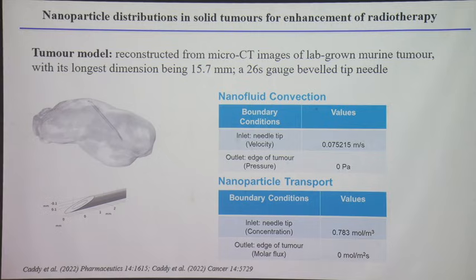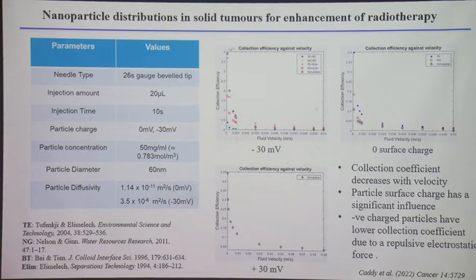Right, so you need to feed in some appropriate boundary conditions for the nanofluid convections and also for the nanoparticle transport. So you start with some parameters and then you run your simulations, and these are some of the results. I'll show you some of the key parameters needed to run the simulations. You need the particle diameter. This was the actual experimental particle diameter that we used, at 60 nanometers.